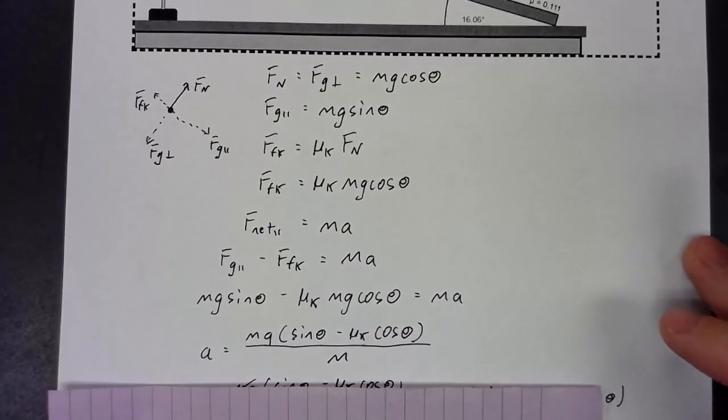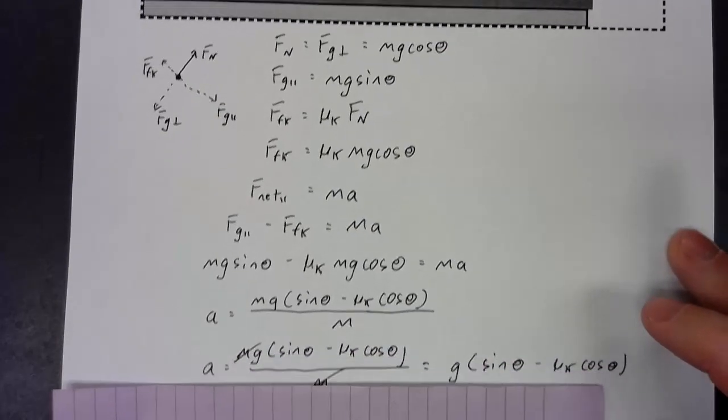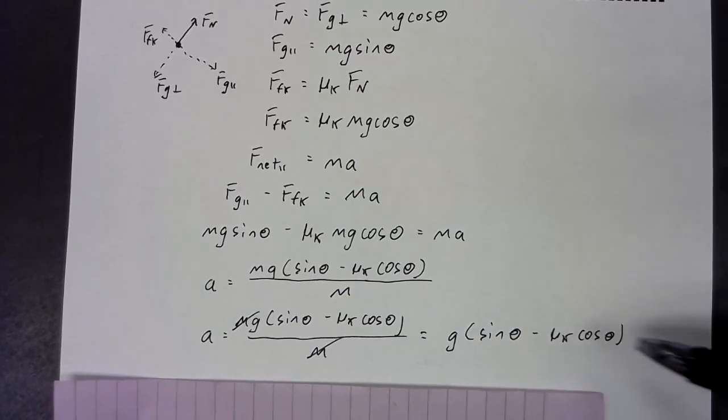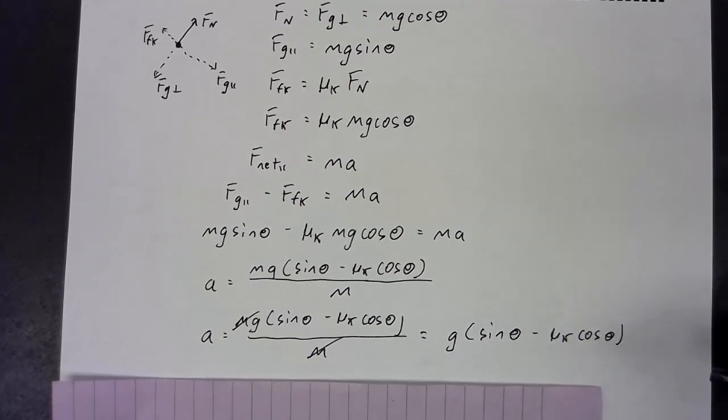Continue to rearrange and divide both sides by m. Then go ahead and factor out that m and g. You'll notice that m cancels on top and bottom. And then our expression will simplify to this. So this gives us the acceleration down the ramp.